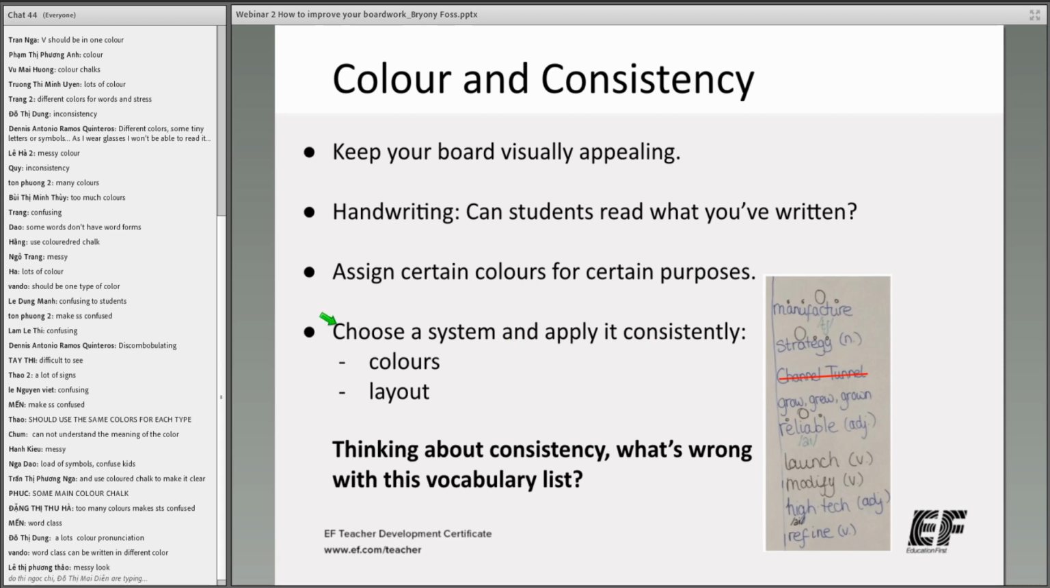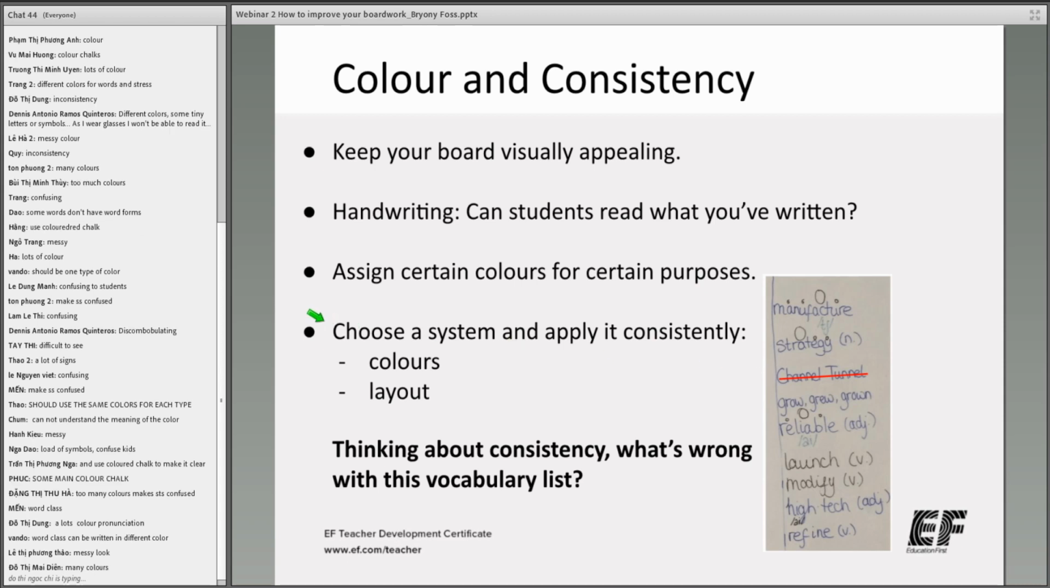So I recommend this point here, choosing a system and applying it consistently. This refers to your colors and also to your layout of your board. Good. I can see people are still writing that too many colors are involved. Exactly. Make it visually appealing, but very obvious what you are highlighting with those colors.